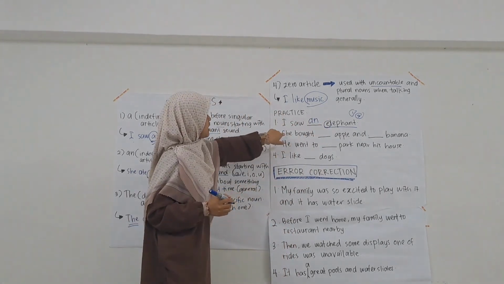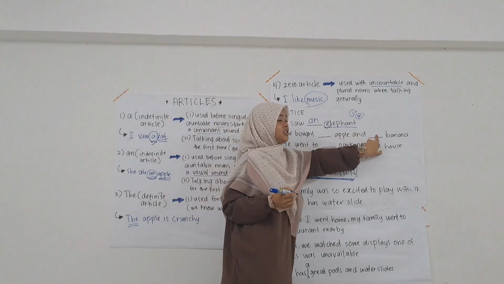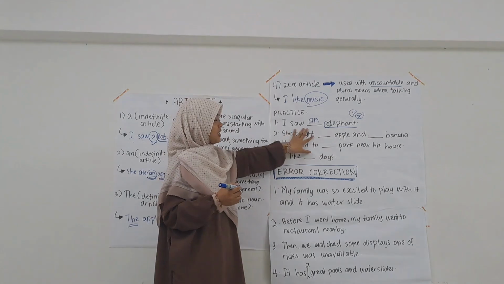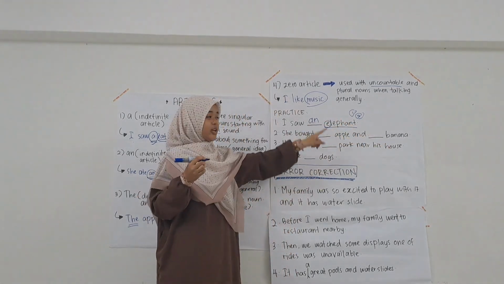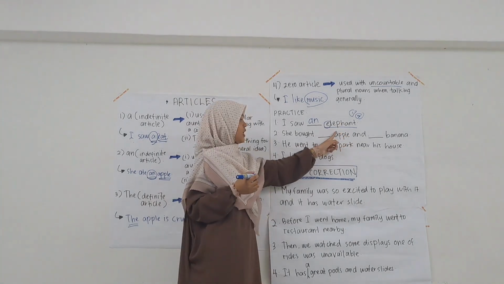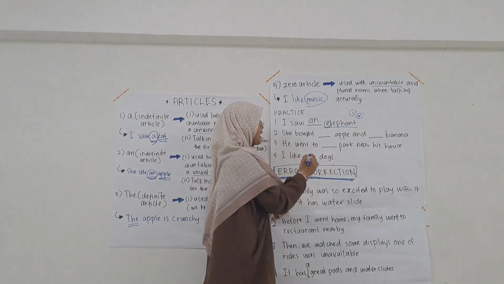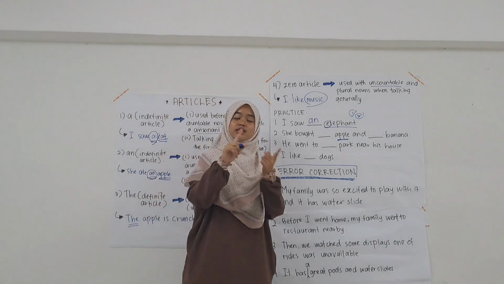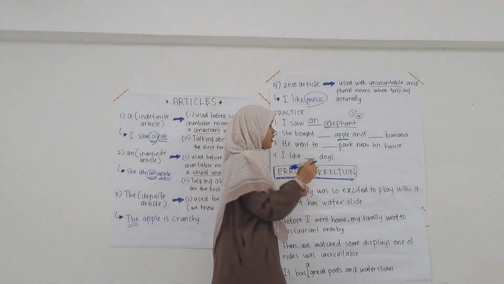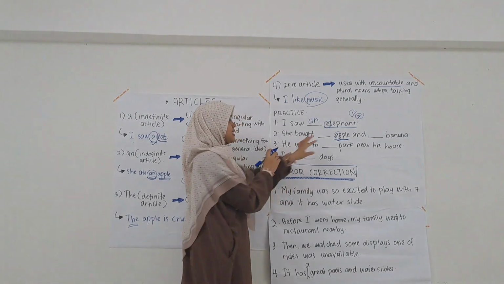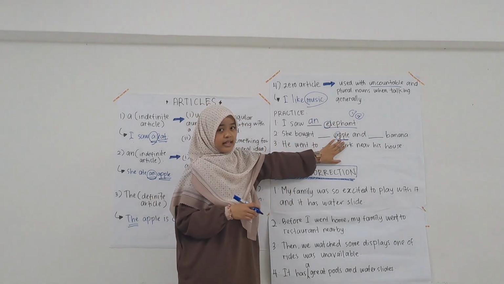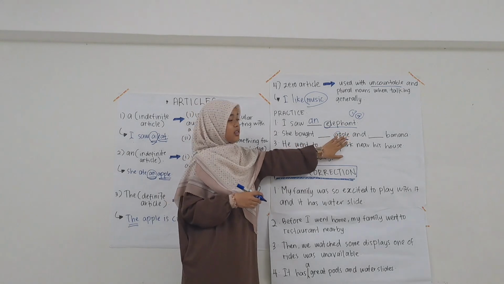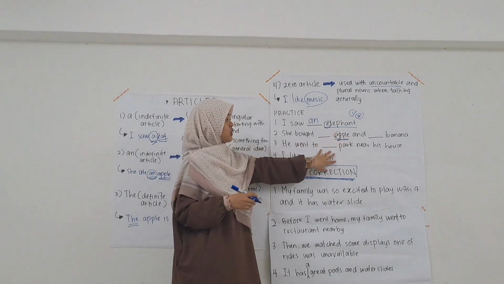Okay, next. She bought an apple and a banana. So which article should I use, teacher? Okay, let's look at the noun or word after the space. Okay, apple. What sound does apple start with? Consonant or vowel? Right, vowel sound. That's first. Is this uncountable noun or is it countable noun? Apple is a countable noun. You can count it, and it starts with the vowel sound. So an apple.